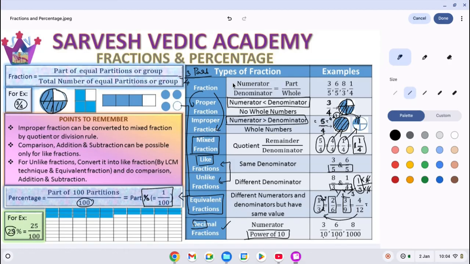Now let me consolidate all the things. If the numerator is less than the denominator, it's a proper fraction. If the numerator is greater than the denominator, it's an improper fraction. If fractions have the same denominators, we call them like fractions. If they have different denominators, we call them unlike fractions. If we factorize and cancel the common terms, we get another fraction which is an equivalent fraction. If the denominators are in powers of 10, we call it a decimal fraction.